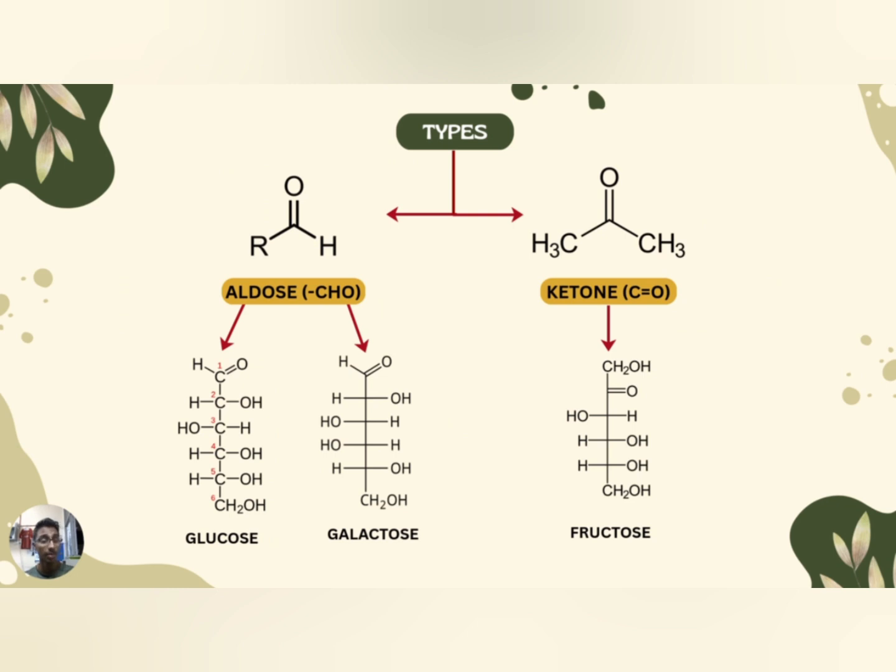Next, we move on to types. Types is by means of functional group. So first, we have the two main functional groups, which is aldose and also ketose. So in aldose, you have the aldehyde functional group. For example, monosaccharides such as glucose and galactose have the aldehyde group, while fructose here has the ketone group. So that is how you can classify them.